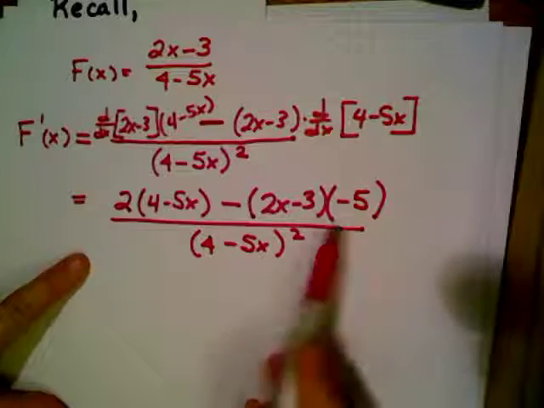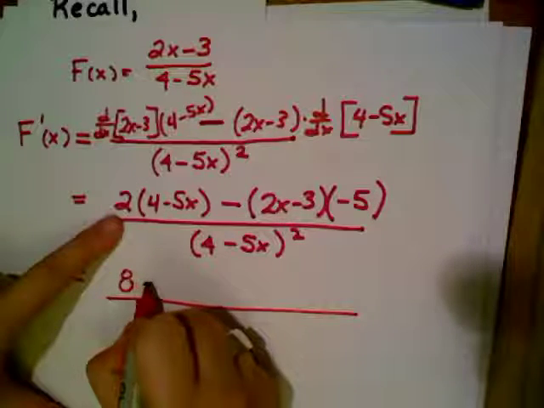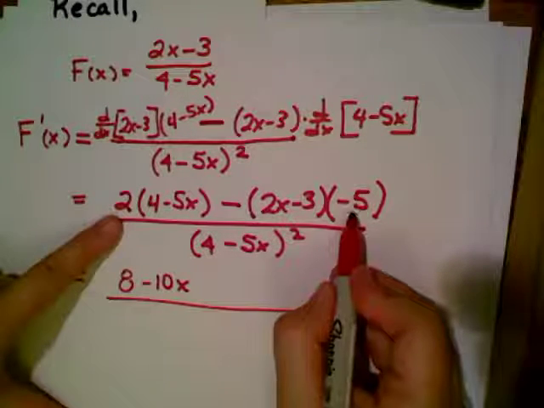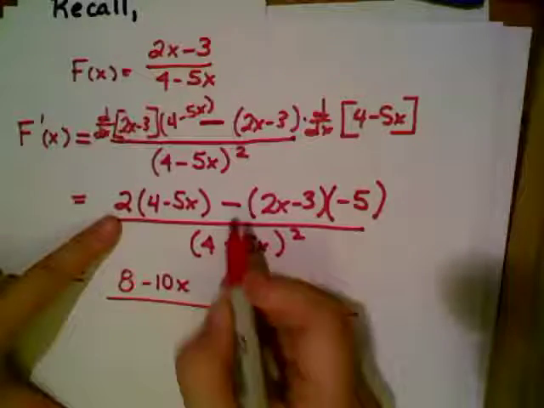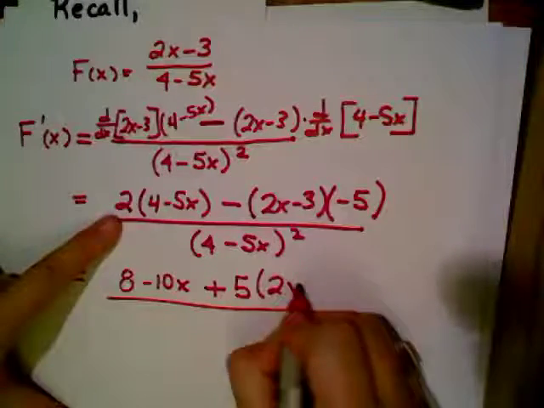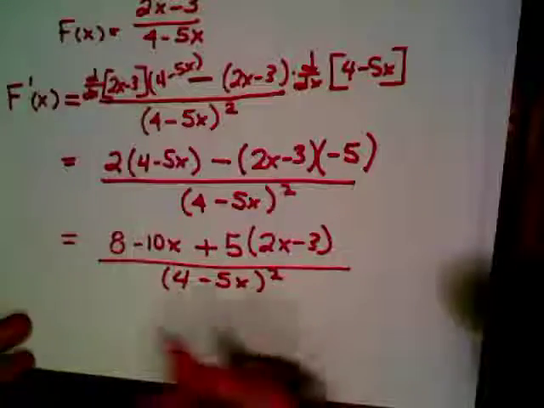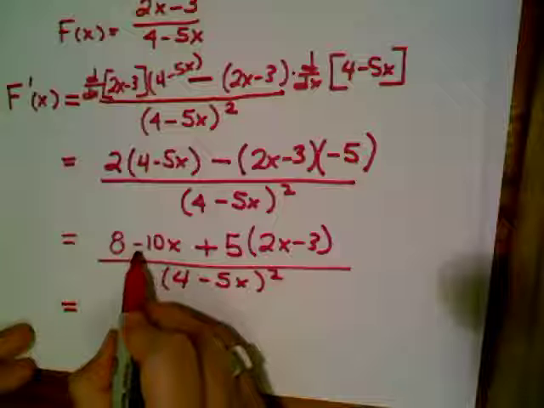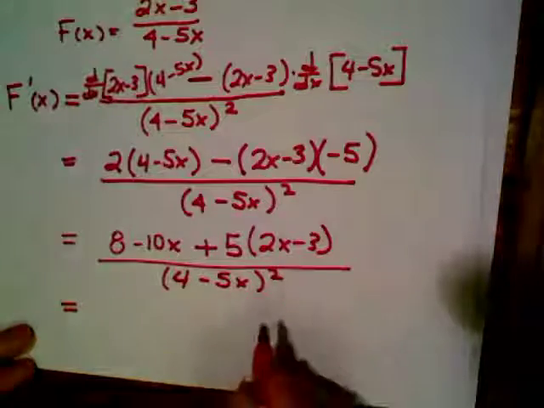Here I've actually performed the differentiation. And now I can distribute the factor of 2 through the parentheses. And maybe, not to make mistakes, I'll commute this factor of negative 5, bring it to the front of the product, and change that to a positive 5 times this difference. And then we just collect some like terms. We're going to end up with an 8 minus 10x plus 10x minus 15.